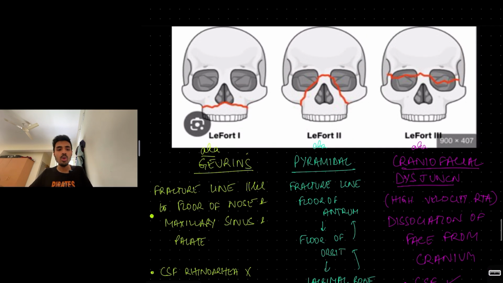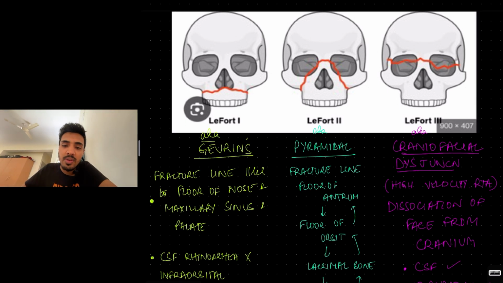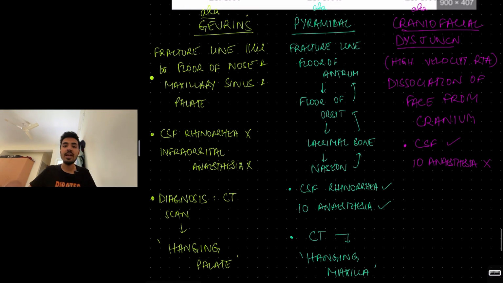Lefort 2, also known as pyramidal fracture, the fracture line starts from the floor of the maxillary sinus, goes to the floor of the orbit, then goes to the lacrimal bone, comes to the nasion, and then once again comes to the lacrimal bone, to the floor of the orbit on the other side, and then back to the floor of the maxillary sinus. That is why it has a pyramidal shape. So this is how the fracture line runs.